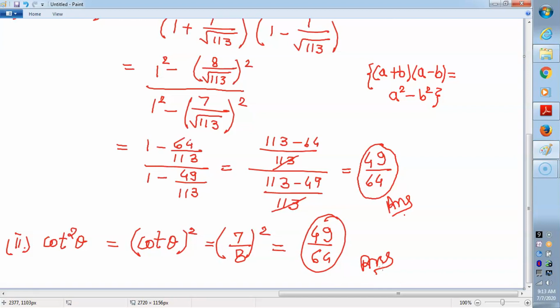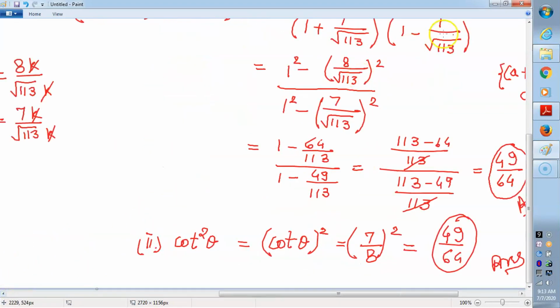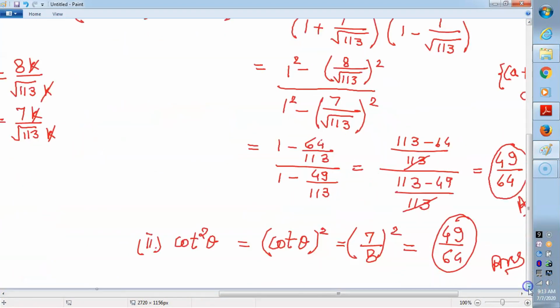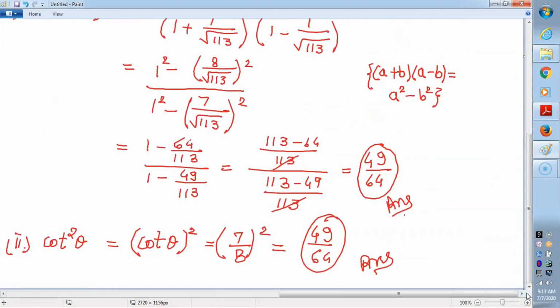Okay, in this way, by calculating 3 sides of the right triangle, we can calculate all the trigonometric relation, sin theta, cos theta, cot theta, and we can evaluate the values according to the question. Okay, first answer is 49 by 64 and second is cot square theta equals to 49 by 64. Both answers are same. Okay.